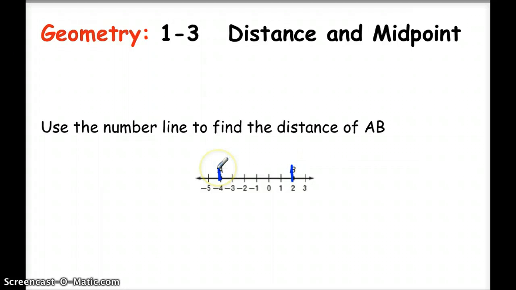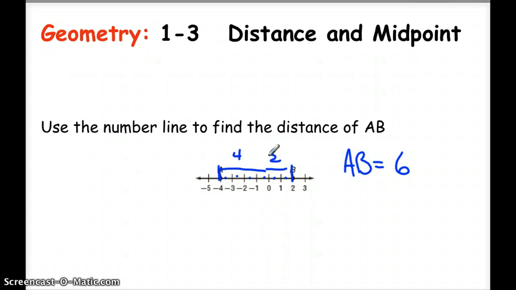You might count and go 1, 2, 3, 4, 5, 6. Some people might say, well, from -4 to 0 is 4, and then this is 2 more, so it's 6.